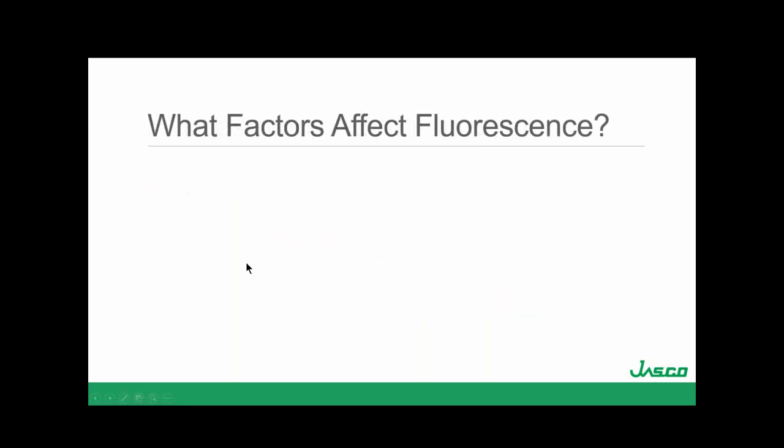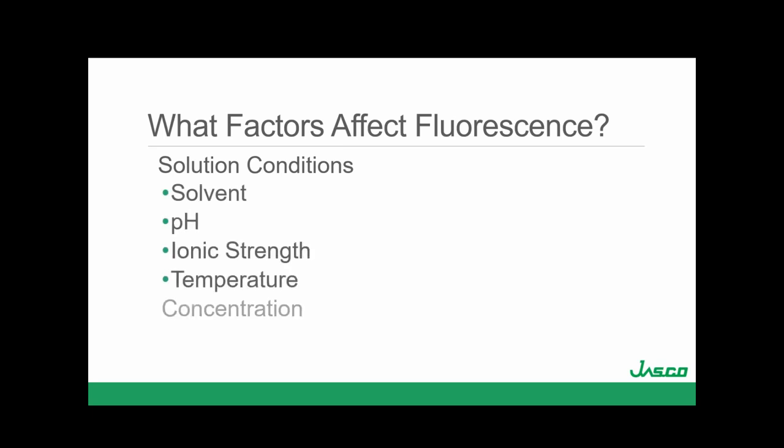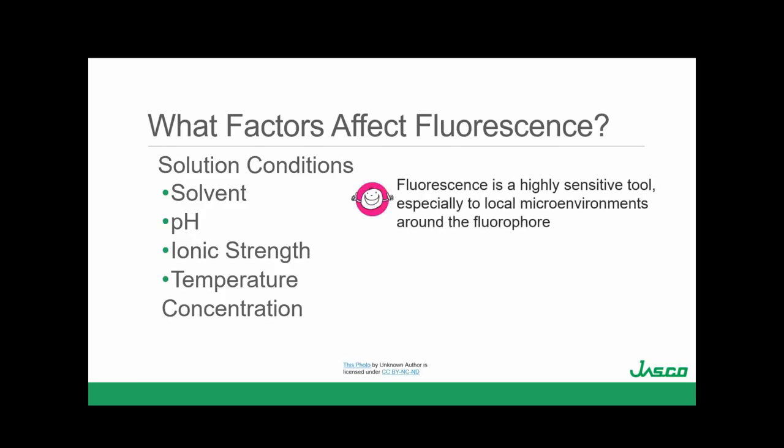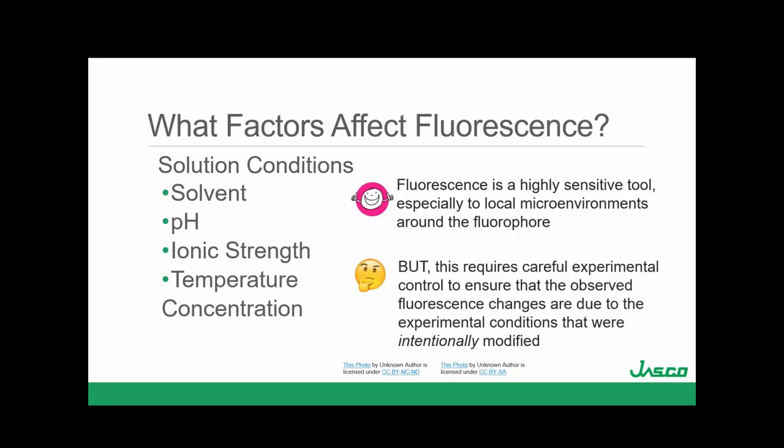So because of that sensitivity, it's important that we understand what factors affect fluorescence, and it really is just about everything. So solution conditions, solvent, pH, ionic strength, temperature, concentration, right? So that's great. It's great that we have that level of sensitivity to local microenvironments around the fluorophore. However, it requires careful experimental control because we want to make sure that the observed fluorescence changes are due to the experimental conditions that we intentionally modified and not just things that we didn't bother controlling.